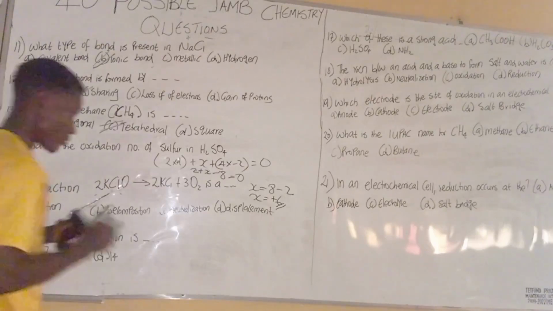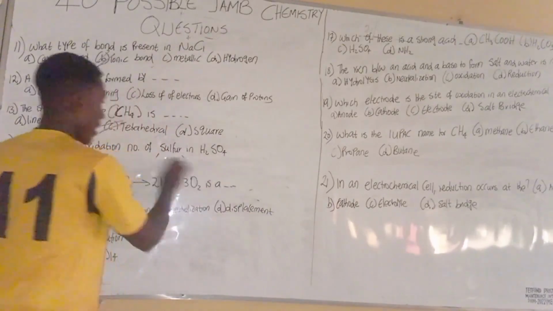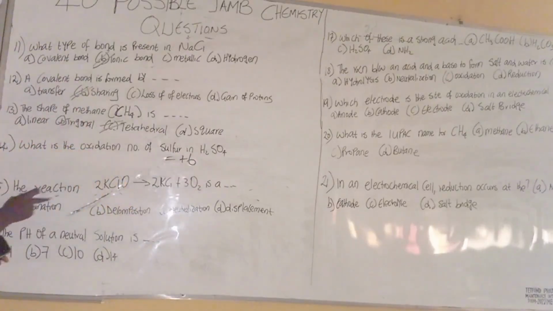Number 15 says the reaction. Let me clean this so you're not getting confused. But just know that the oxidation number of sulfur in H2SO4 is equal to plus 6.